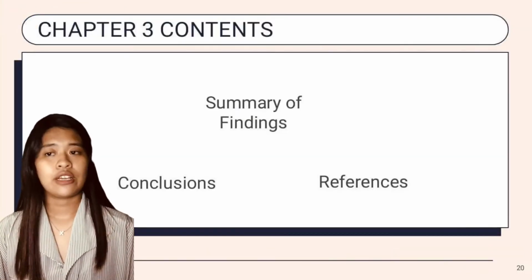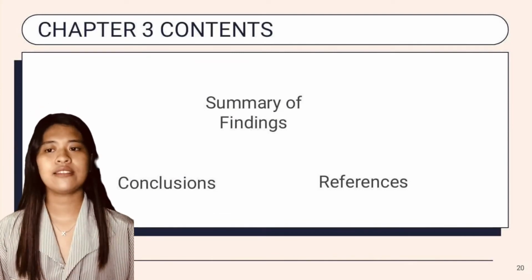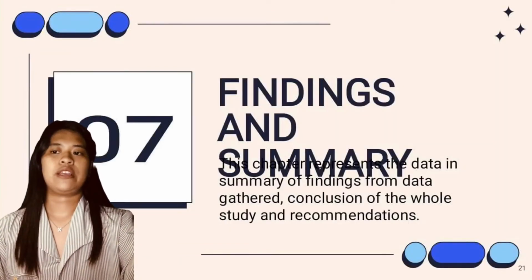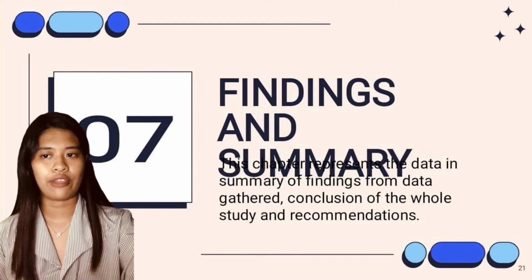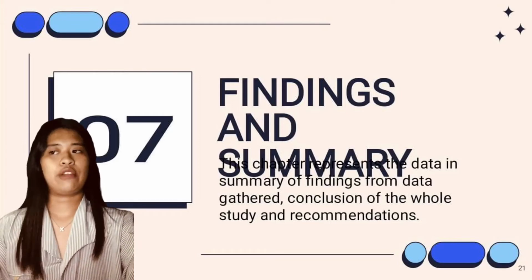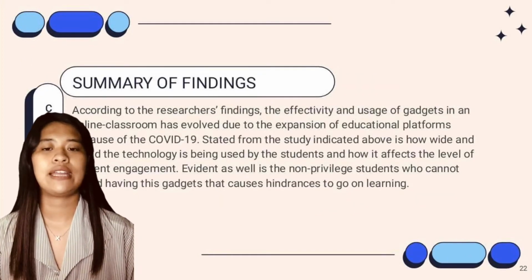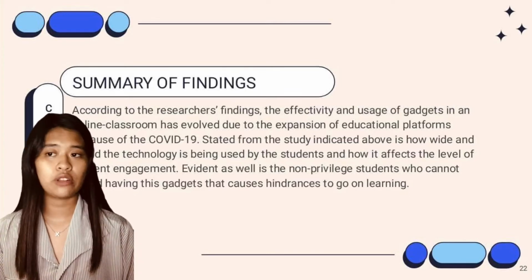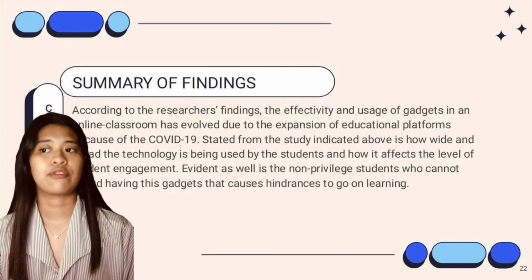And now for chapter 3, we will be having the summary of findings, the conclusions, and the references. This chapter represents the data and summary of findings from data gathered, conclusion of the whole study, and recommendations. Summary of findings. According to the researchers' findings, the effectivity and usage of gadgets in an online classroom has evolved due to the expansion of educational platforms because of COVID-19.